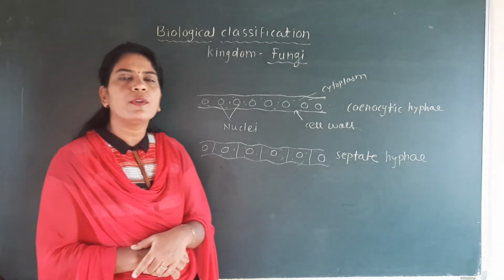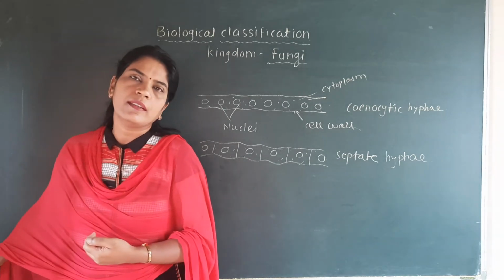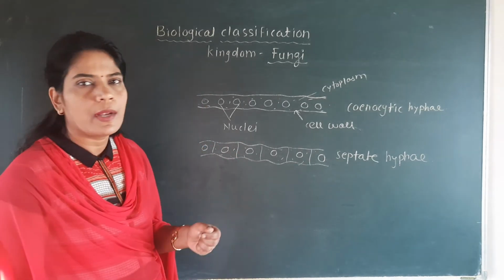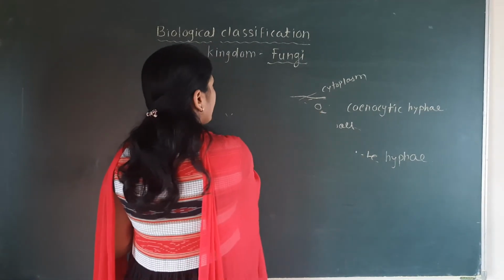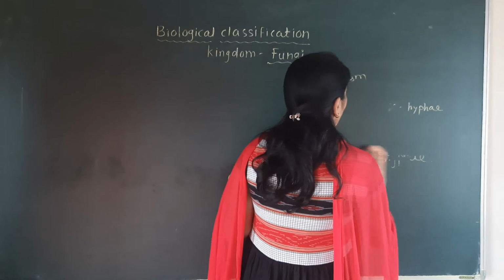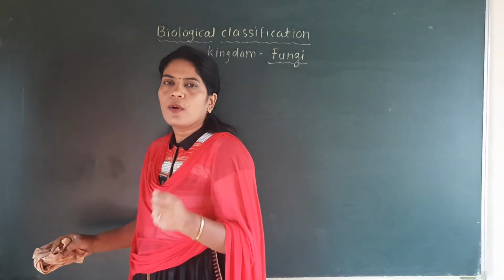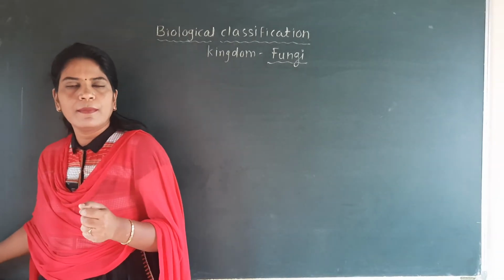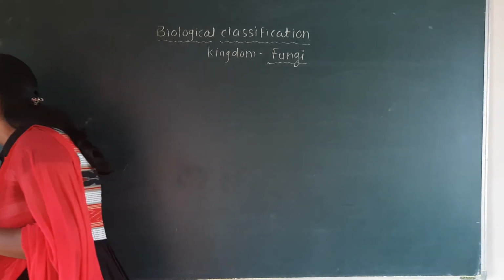Again, I am going to repeat the same point that hyphae are filamentous, thin, thread-like structures. A number of hyphae come together and form the mycelium. Mycelium is the body of the fungi. It is called the vegetative part of the fungi.